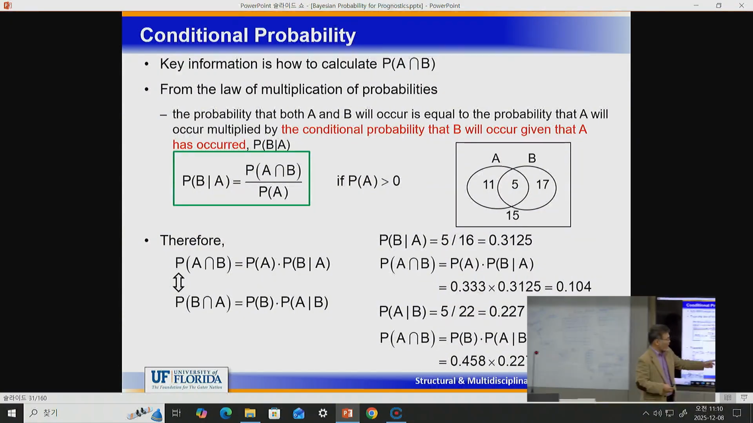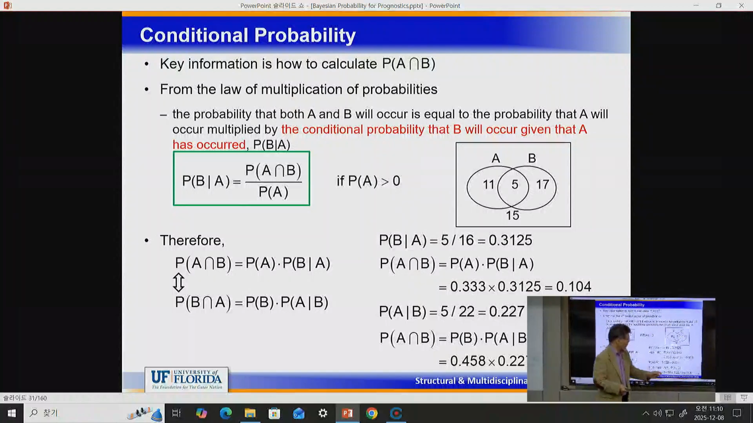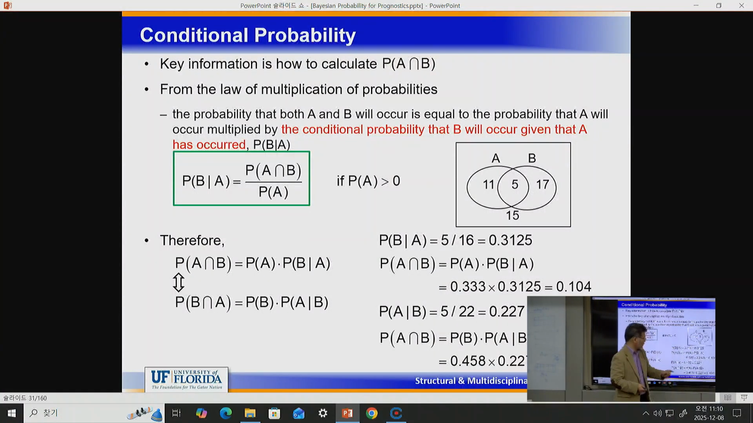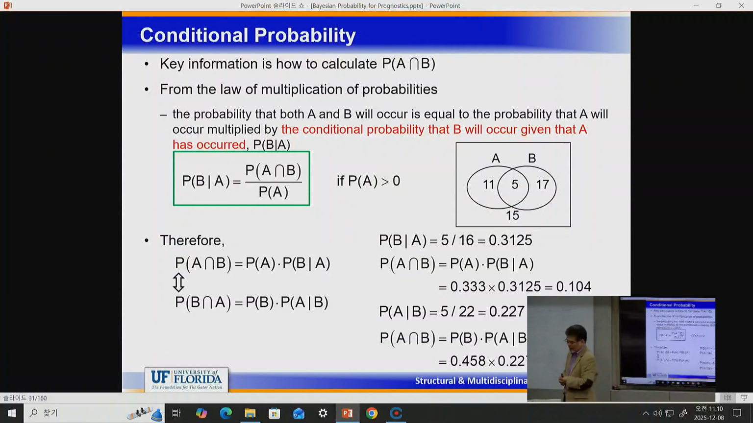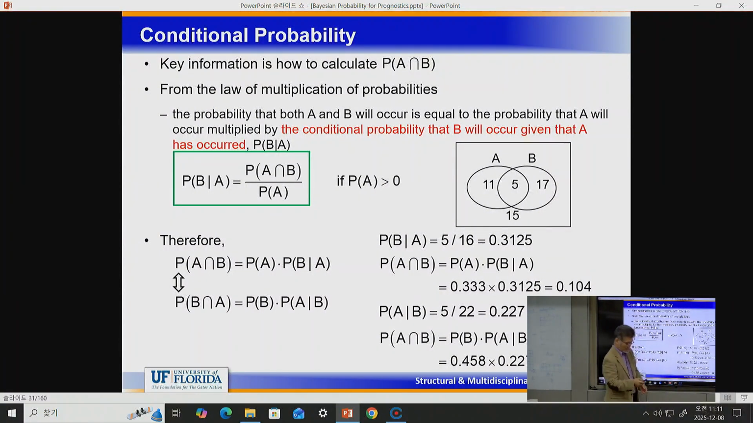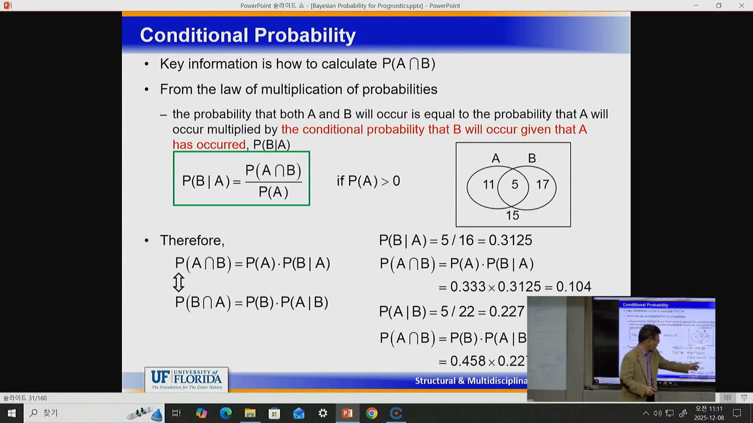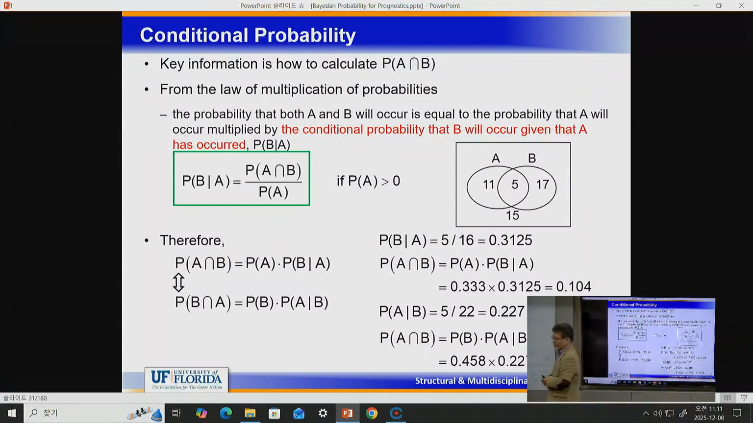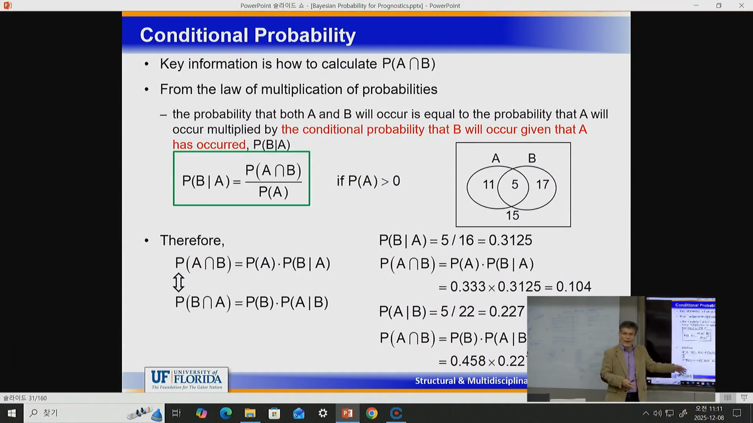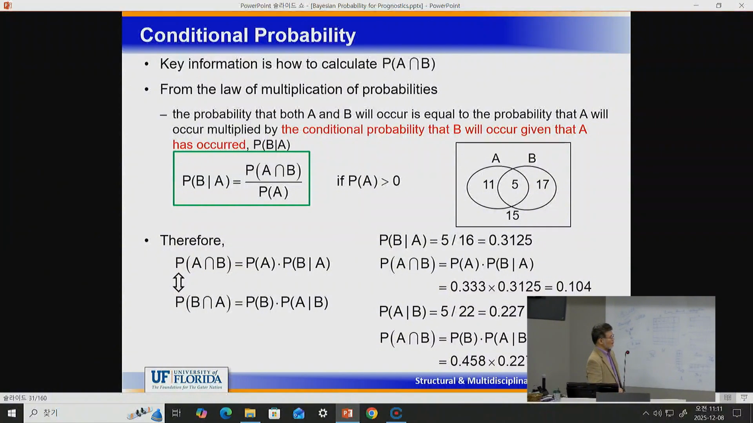The opposite, the second one, P of A given B. Given B is 22, out of which 5, so P of A given B is 5 over 22, which is 0.227. Now the intersection is the probability of B, 0.458, times the conditional probability, 0.227, which gives 0.104. So whether you go this route or that route, they should provide the same probability of intersection. Any question?